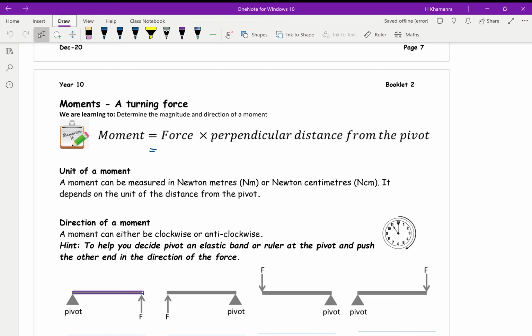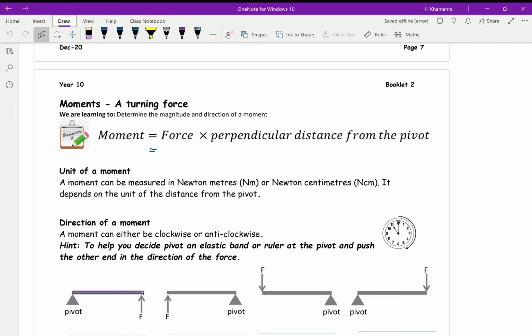In this video, we're going to figure out how to calculate a moment. Now, we've done two experiments recently. The first experiment showed us that as we increased the force, the moment increased in size. And the second experiment showed us that as we increased the distance of the force from the pivot, we also increased the size of the moment.